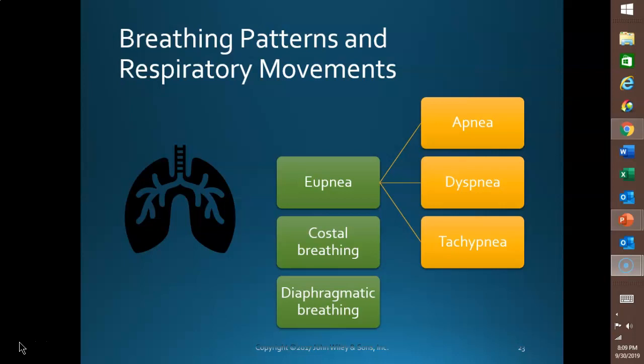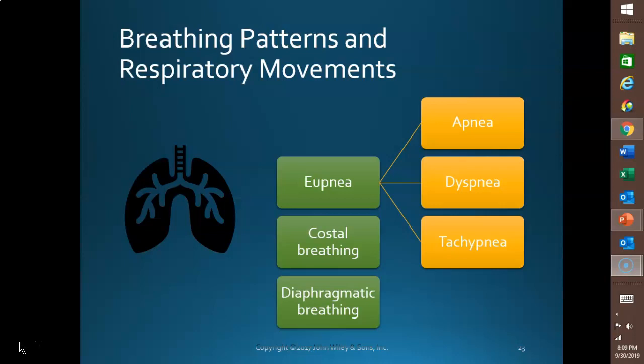the chest due to contraction of the external intercostal muscles. A pattern of deep abdominal breathing is called diaphragmatic breathing, and it consists of outward movement of the abdomen due to contraction and descent of the diaphragm.